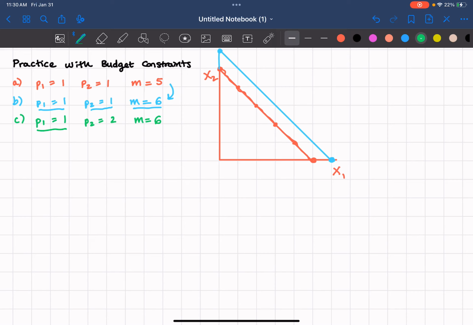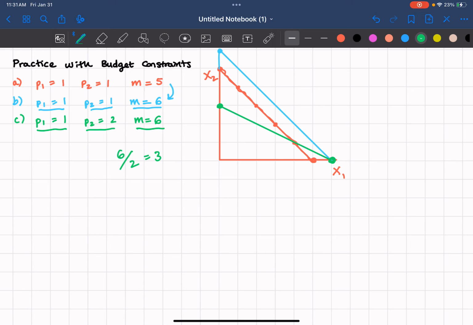The price of good 1 is 1. So if I spent all my money on good 1, I could buy 6 units. This X-intercept doesn't change, but watch out for the Y-intercept. The price of good 2 has doubled. Now it's $2 instead of $1. If I spent all my money on good 2, I could buy 3 units because 6 divided by 2 is 3. That's my Y-intercept. Here is the budget constraint for part C.